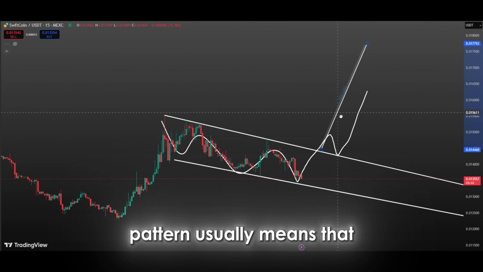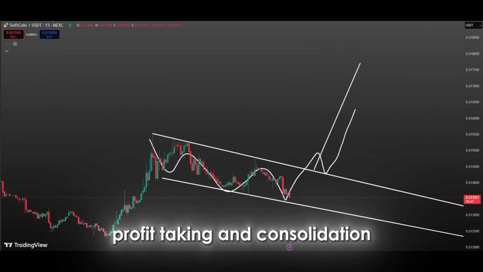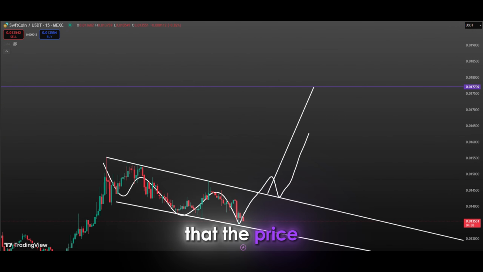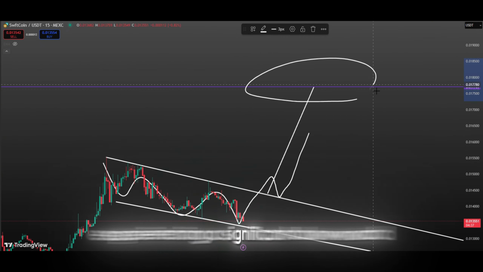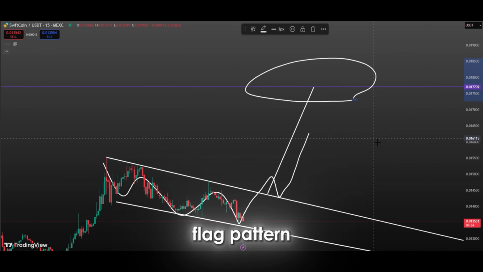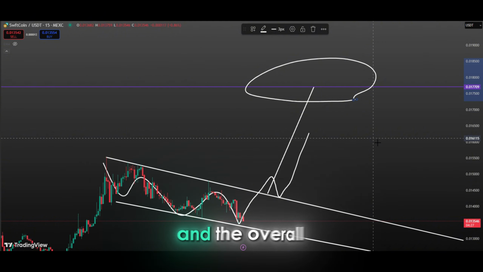This type of pattern usually means that after a strong rally, the market takes a short breather, a period of profit-taking and consolidation. At the moment, we can clearly see on the chart that the price has made a big upward breakout and is now experiencing a significant downward but narrowly angled retracement into a flag pattern. This decline was in small and controlled waves, in opposition to the main trend. In technical analysis, such controlled pullbacks usually indicate that selling pressure is limited and the overall momentum of the market wants to continue upwards.